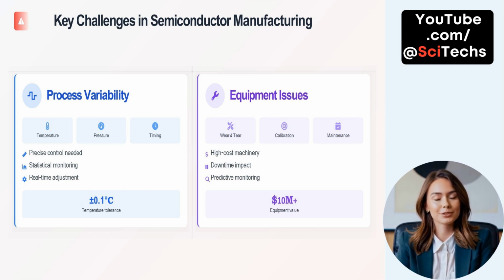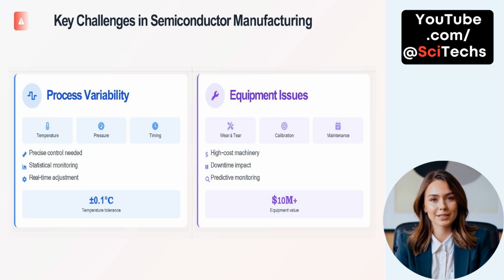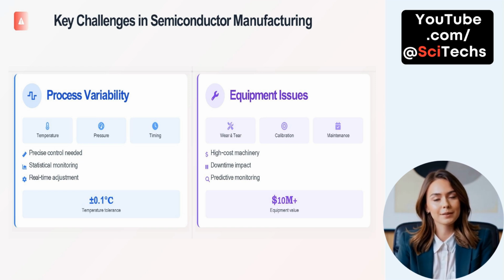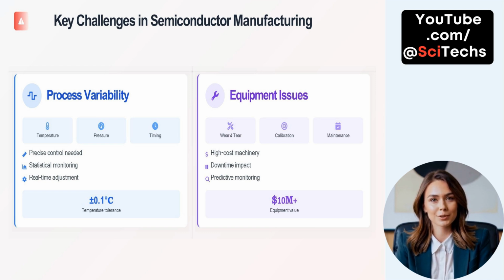Semiconductor manufacturing presents two major categories of challenges: process variability and equipment issues. On the process side, maintaining strict control over temperature, pressure, and timing is essential. Even the slightest deviation, such as a change greater than plus or minus 0.1 degrees Celsius, can result in product defects or yield loss. To manage this, manufacturers rely on statistical monitoring to detect variations and implement real-time adjustments that keep conditions within ultra-tight tolerances. Precision is not optional. It's the foundation of successful wafer fabrication.